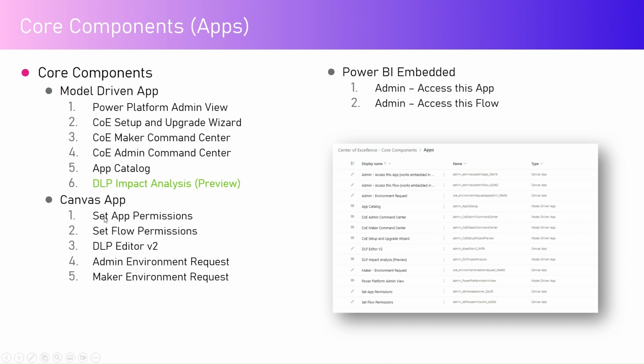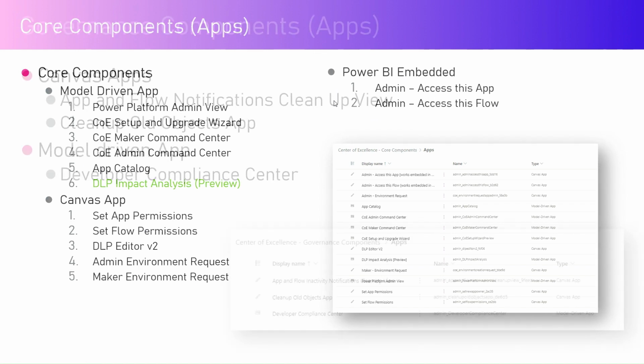Now there is a set of Canvas apps. There are five Canvas apps: Set App Permission, Set Flow Permission, DLP Editor, Admin Environment Request, and Maker Environment Request. These Canvas apps help you perform some sort of action. Some of the apps are for admins, some are for makers. Then there is the Power BI embedded app. Technically you can't directly use this app, but it is usually embedded in a Power BI report, and the Power BI report will help you trigger this app. When I cover the Power BI section, I will go into more depth on this particular app.